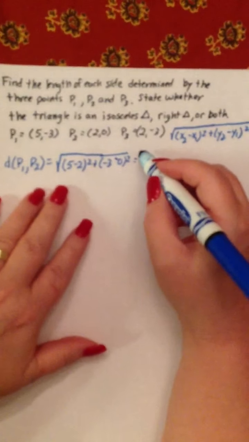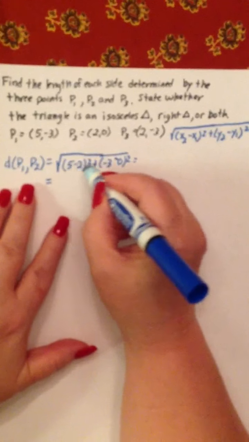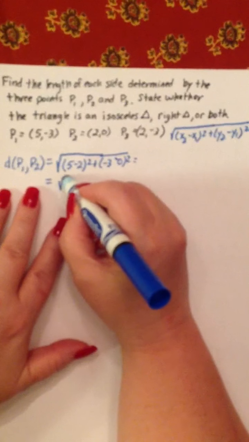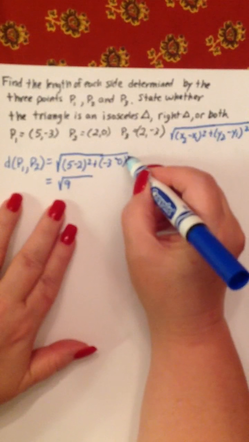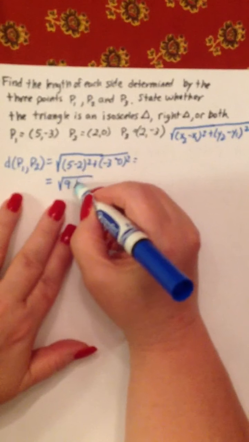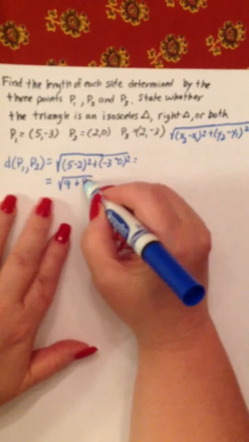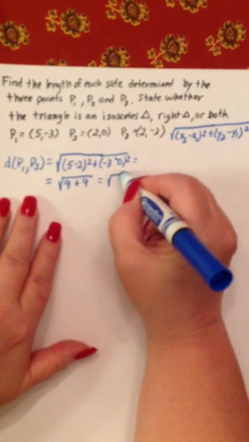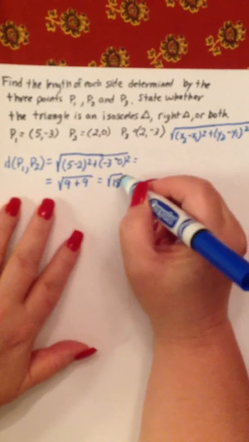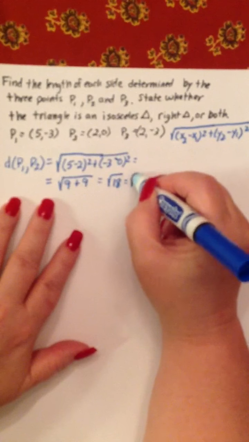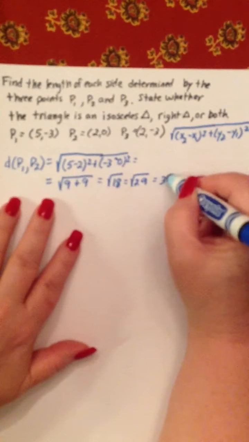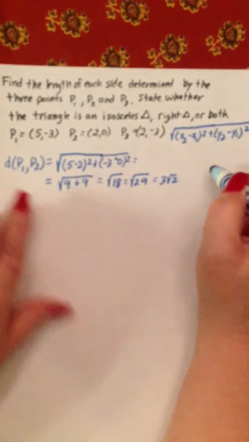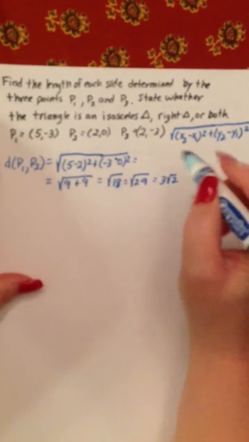All right, and so 5 minus 2 is 3, and 3 squared is 9, and negative 3 minus 0 is negative 3, and negative 3 squared is also 9. So this comes out to actually be square root of 18, which could be called, since 18 is 2 times 9, we could say that this is 3 root 2. That's the distance between point 1 and point 2.